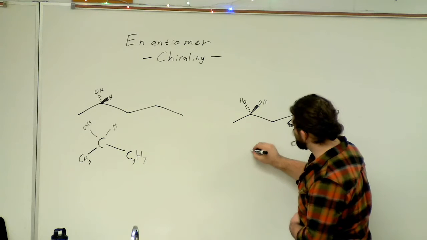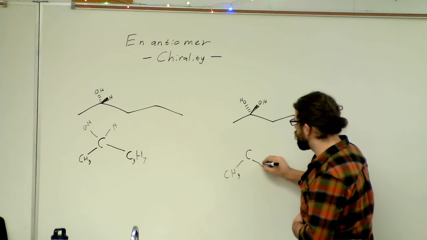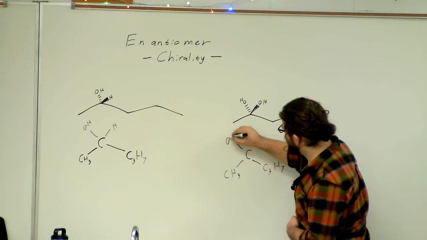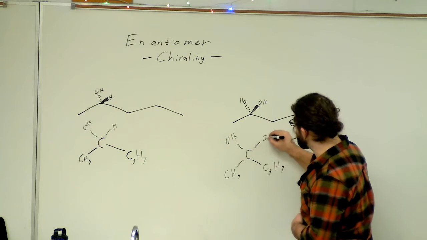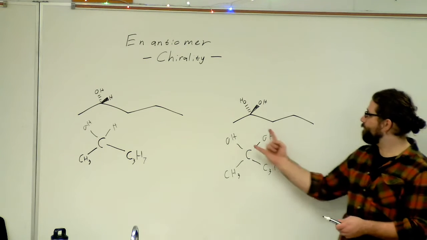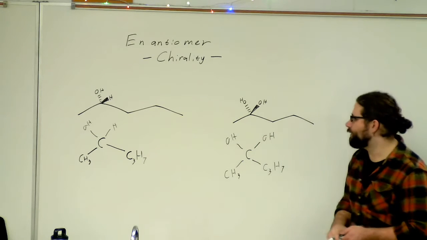Now this one right here, this would be a carbon attached to the same groups on either side. However, it's attached to two hydroxide groups. Now those are going to be the same. So it doesn't matter if I flip these around, that would be the same molecule. So that is not a chiral center.